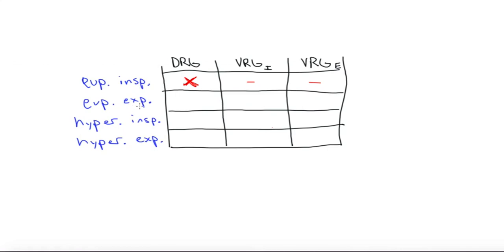Eupnic expiration. It's not the DRG, because the DRG is inspiratory. It's not the inspiratory VRG, and we're certainly not doing forced expiration, because remember, it's eupnea. So it's nothing, nothing, and nothing. What that means is that exhaling at rest is passive. In other words, it does not involve muscular contraction. It's all elastic recoil of the lung and gravity. So we're not using any muscles to exhale at rest.